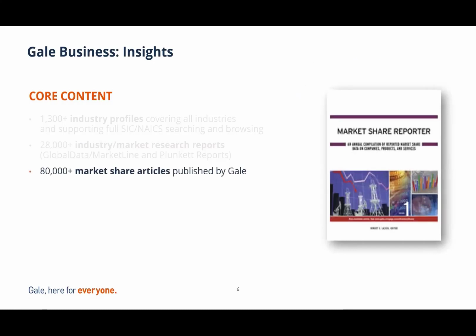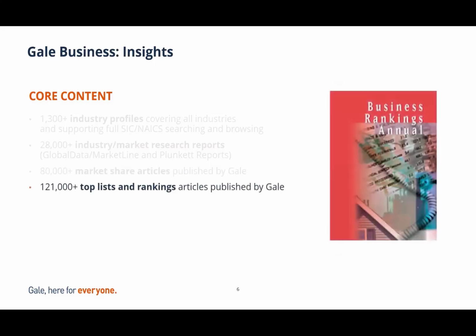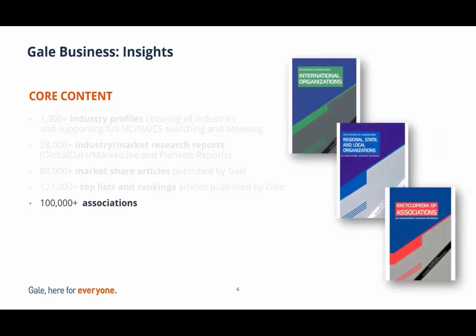And then, of course, we have market share articles. So our Market Share Reporter content is also included, and we've got 80,000 plus market share articles that are very relevant and provide key insights into, you know, the best-of lists, as I like to refer to them. And then the top lists and rankings too from our Business Rankings Annual title. That's also a very complementary title to the Market Share Reporter and offers some great insight into the top lists. So the top 10 automakers of 2022 or something like that. We've got these top lists and rankings from our Business Rankings Annual title, which is also quite handy.